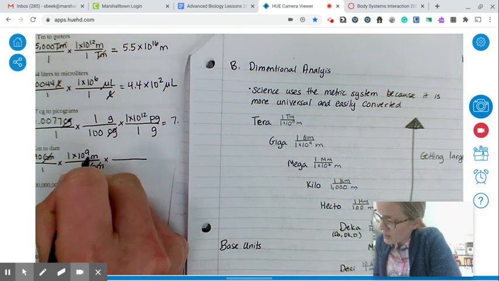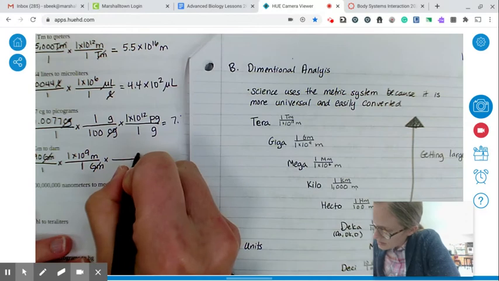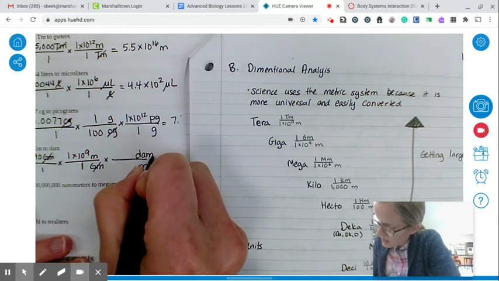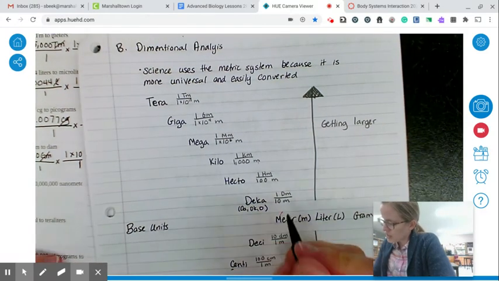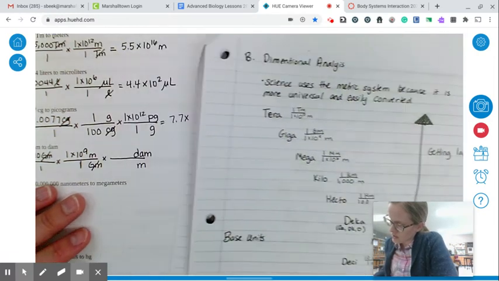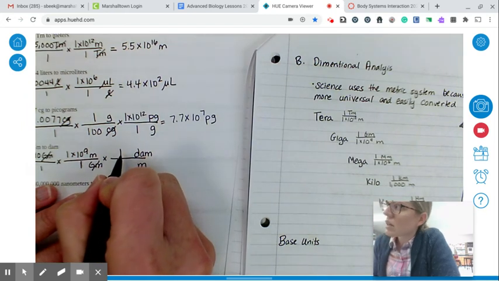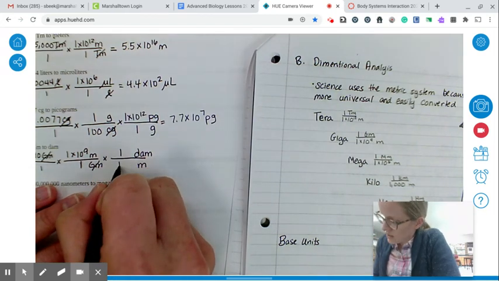Now I take my meters and I put it down here. And then since I'm at the base unit, that means I can go to deca. I'll look back at my chart here, and 1 decameter is 10 meters. And I'm going to use it just like that. 1 decameter is 10 meters.